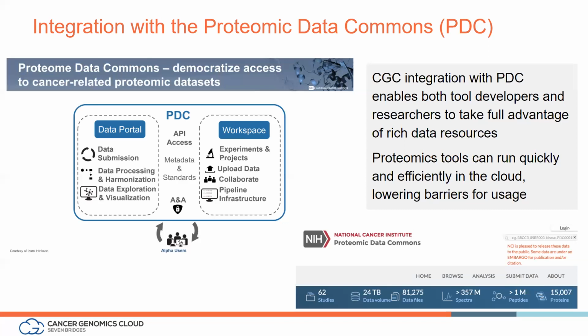And I want to highlight that the CGC integration with the Proteomic Data Commons has enabled tool developers, like what Dave pointed out earlier, and researchers to take full advantage of the accessibility to scalable cloud resources. And what we have found with this integration is that proteomic tools can run very quickly and efficiently in the cloud, which lowers the barriers for usage. You don't have to rely on your local HPCs, but you can run everything on the cloud in the context of your own data sets or publicly available data sets.